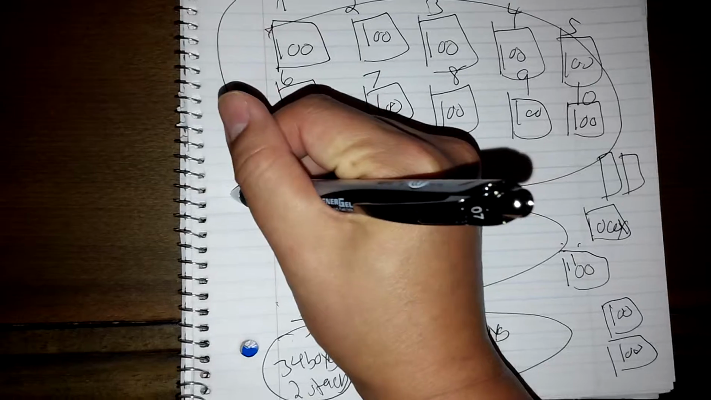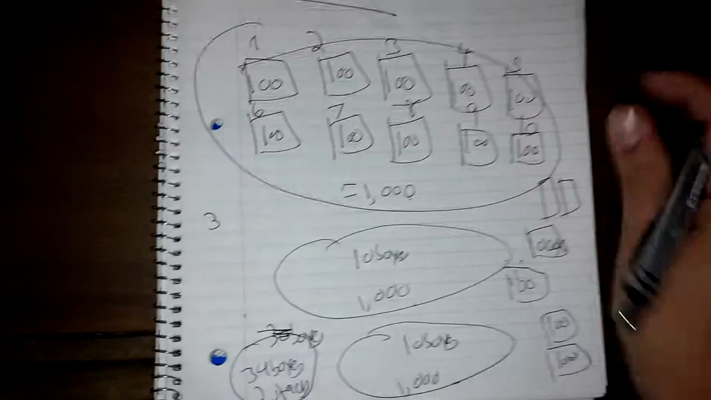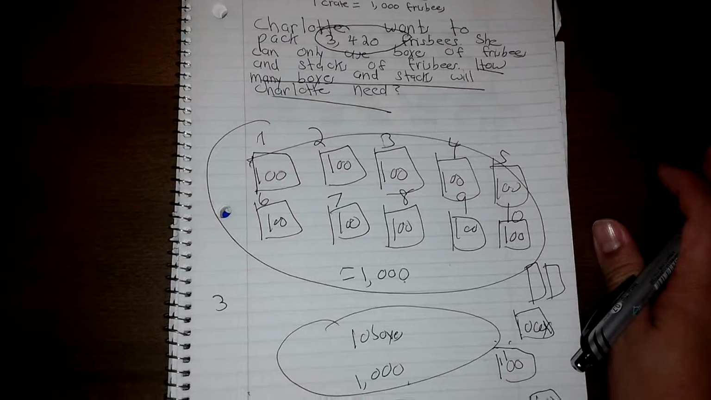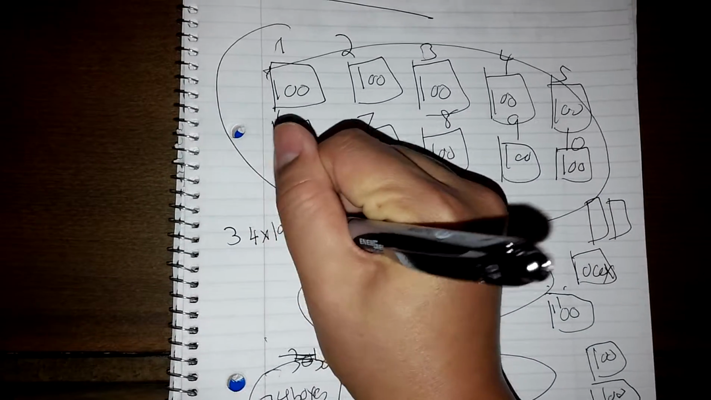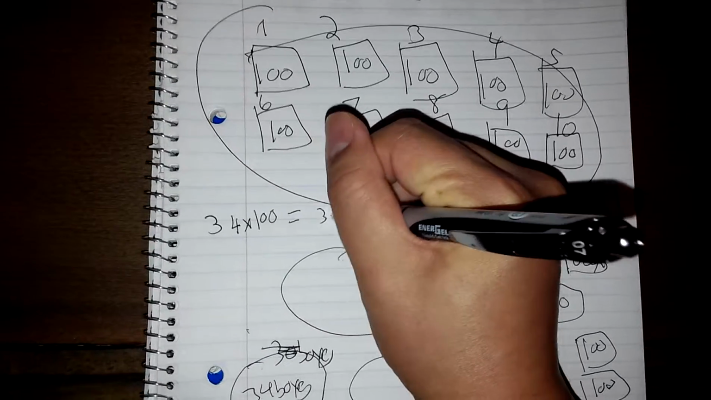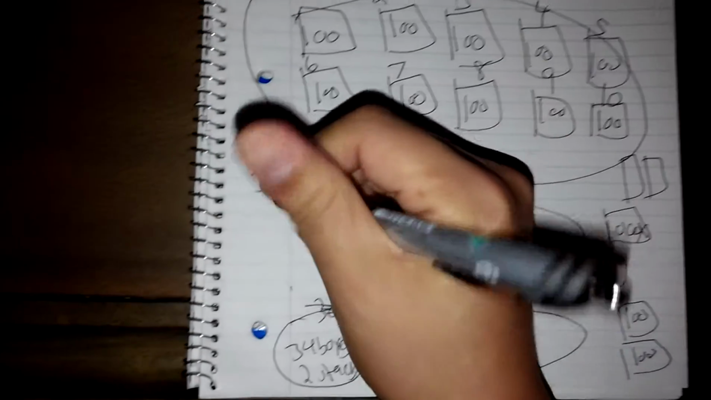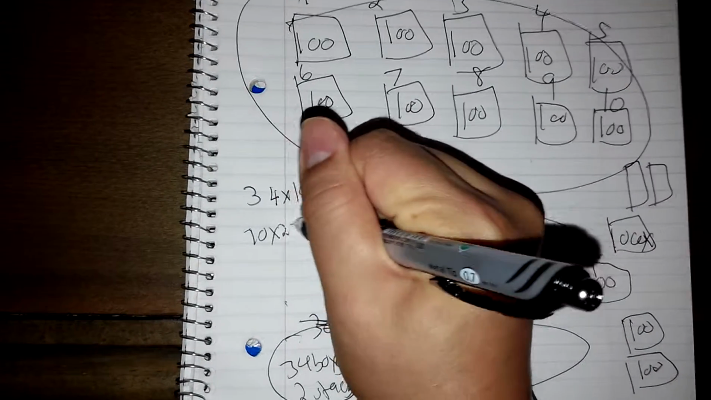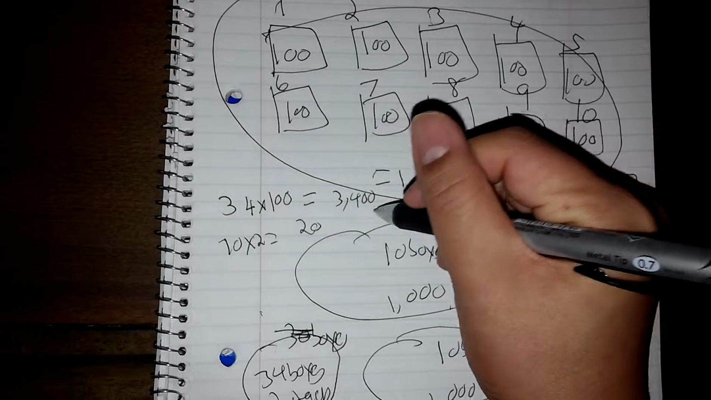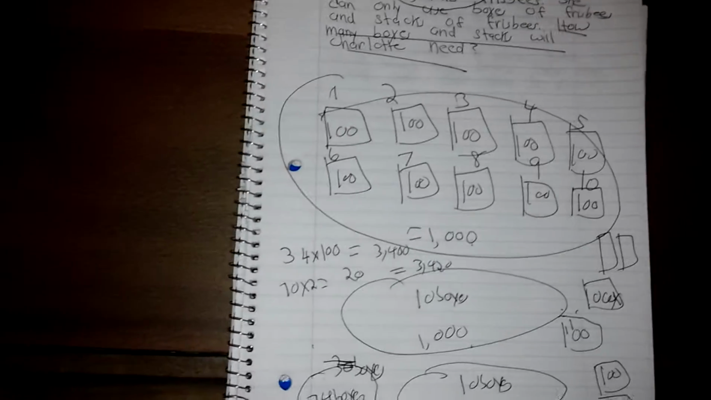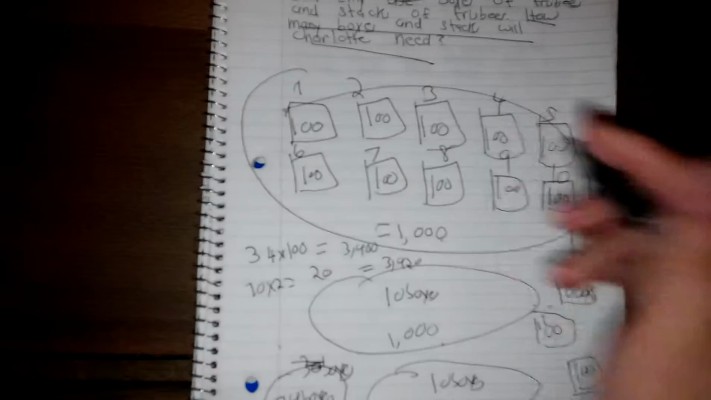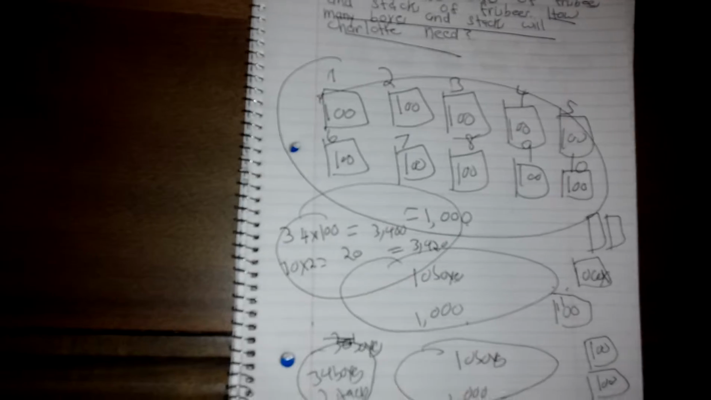If you want to show me this with a multiplication equation, you could do something like 34 times 100, which would be 3,400. 10 times 2 would be 20. I add that up, that equals 3,420. Now, for those of you who understand multiplication, I will accept this multiplication equation as an answer. If you understand that, you don't have to draw that out.